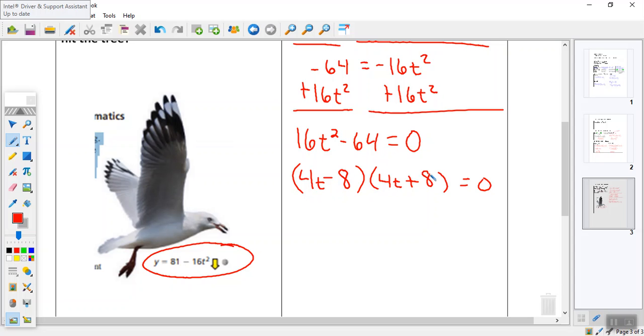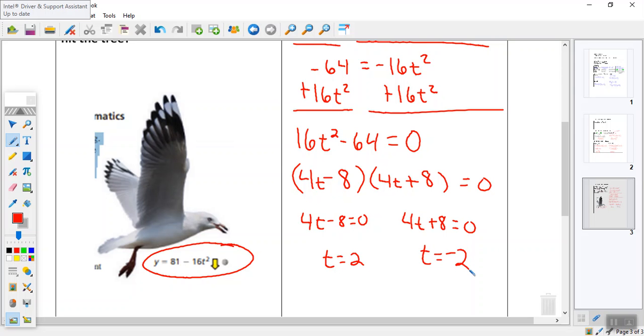I'm going to set both parts equal to what value? And when I solve for t, that'll tell me how many seconds when he dropped the ball up there, how many seconds it took to get to the top of that tree. All right, so here we go. I'm going to set 4t minus 8 equal to 0, kids. And I'm going to set 4t plus 8 equal to 0. Help me solve this one over here on the left. What's your t value? t would equal positive 2. What's this going to equal over here? Negative 2.